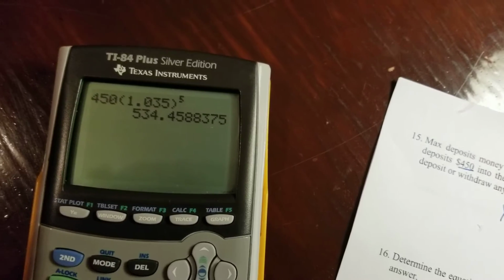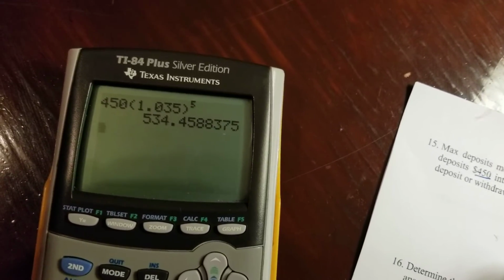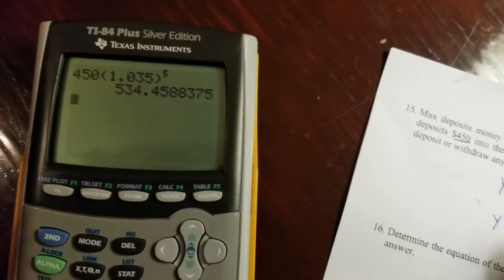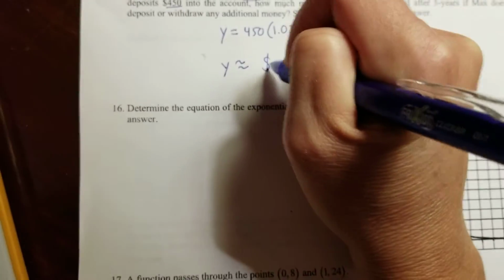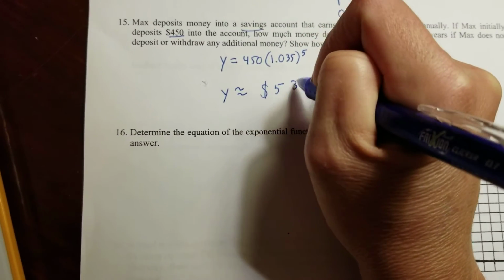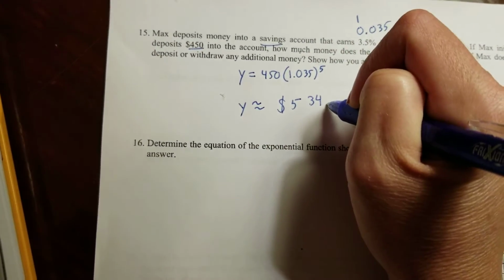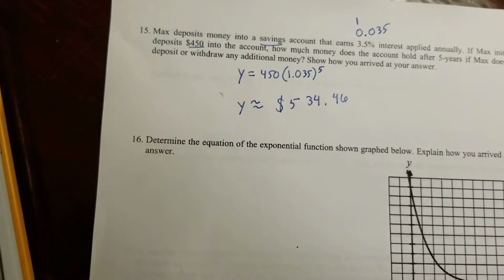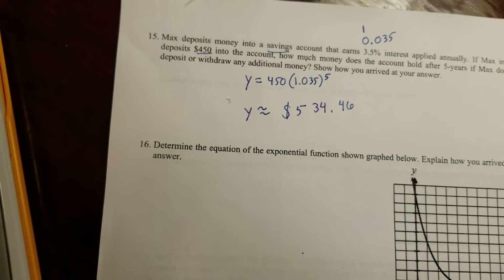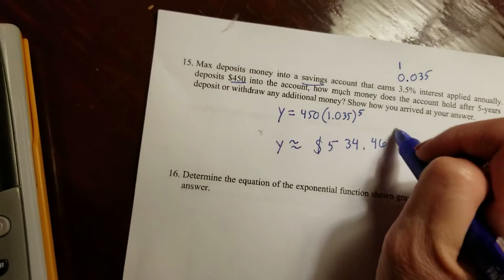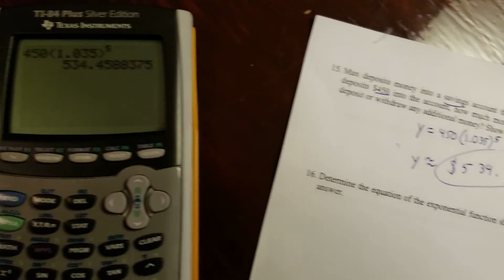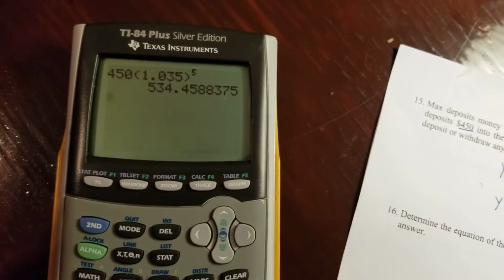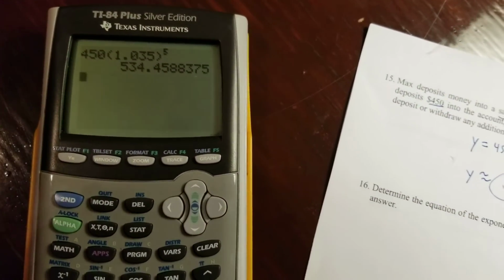It's going to be about $534.46. $534.46 that Max should have in his savings account. So this is money, so we got to round to the 100th place value.